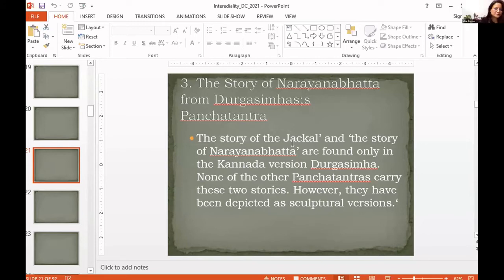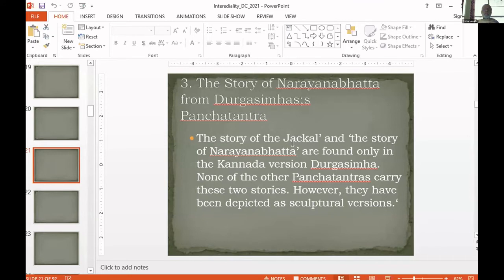What I have used is the story of Narayana Bhatta from Durga Simha's Panchatantra. In the story, Narayana Bhatta takes a pilgrimage, and a thief wants to accompany him and cheat him. He hides the gold that is required for the expenses in the hollow of the staff that he carries in his hand. The thief knows this, so he follows him. In between, incidents take place. There are four incidents. And then he steals the staff and gets caught, and then the consequence, and that is the representation.